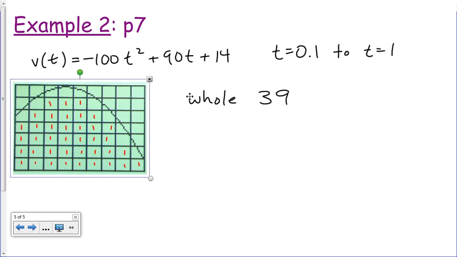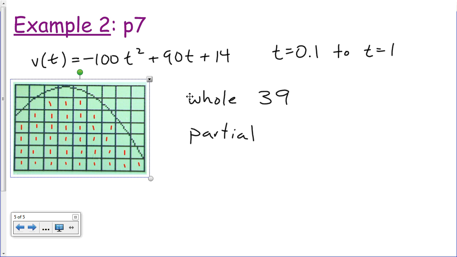Again, depending on your window and the scale that you set up, you might have a slightly different calculation for whole squares, because you either have more squares on your screen or fewer squares on your screen. The next thing is to count out the number of partial squares.